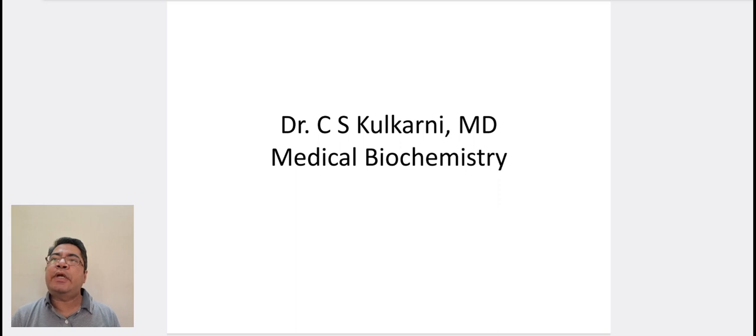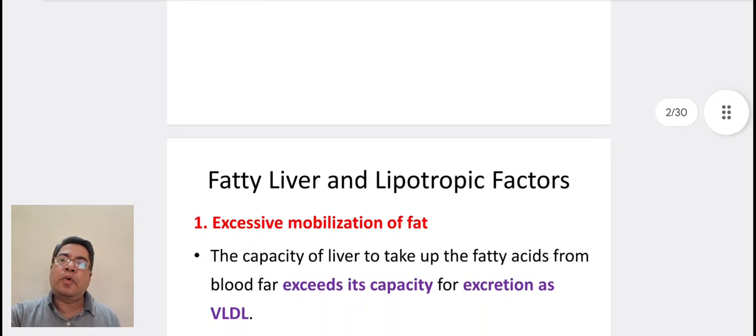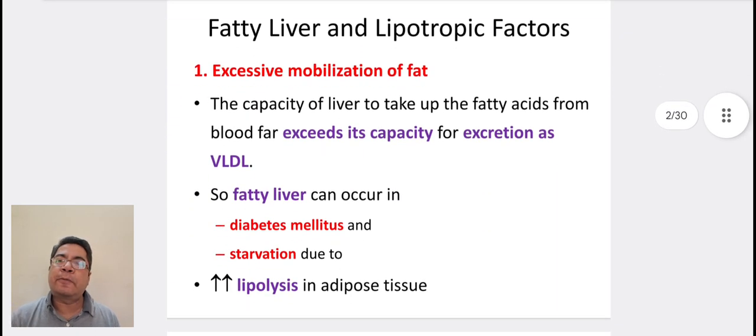In the last session, we ended up with fatty liver. In today's session, we will continue with fatty liver and lipotropic factors, where we deal with their causes. Then we have metabolism of ketone bodies, where there are ketogenesis and ketolysis respectively. Let us begin the topic. Fatty liver and lipotropic factors.